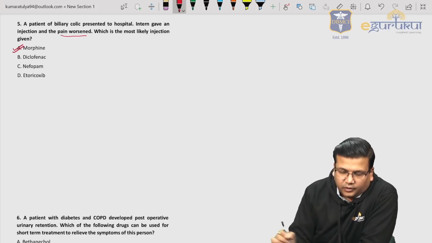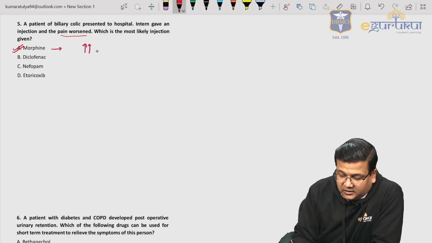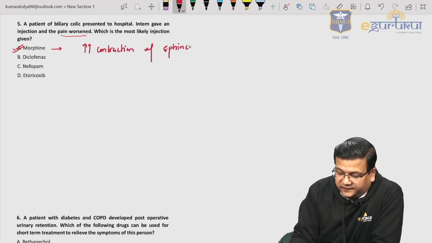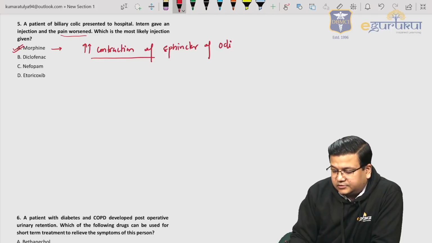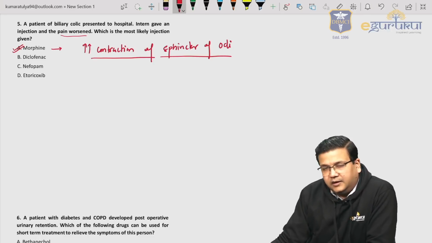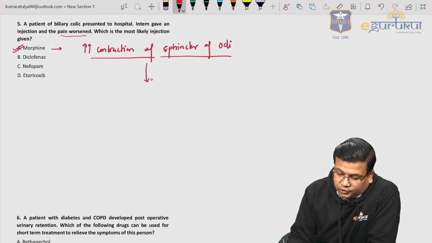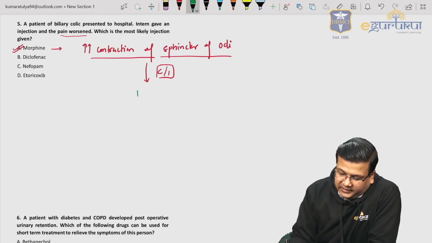The answer is morphine. Why morphine should not be given to a patient of biliary colic? Because it causes increased contraction of the biliary sphincter, or what we call the sphincter of Oddi. So increased contraction of biliary sphincter or sphincter of Oddi is a property of morphine, and that would worsen the pain of biliary colic. So morphine should be avoided or contraindicated in patients of biliary colic.